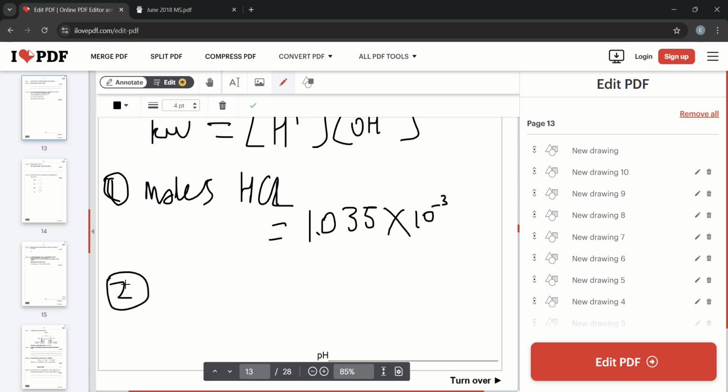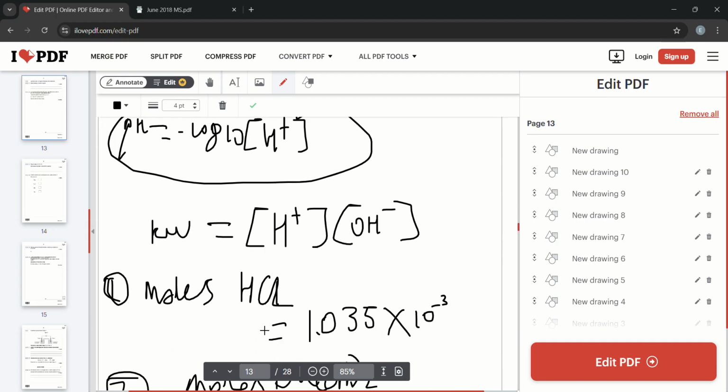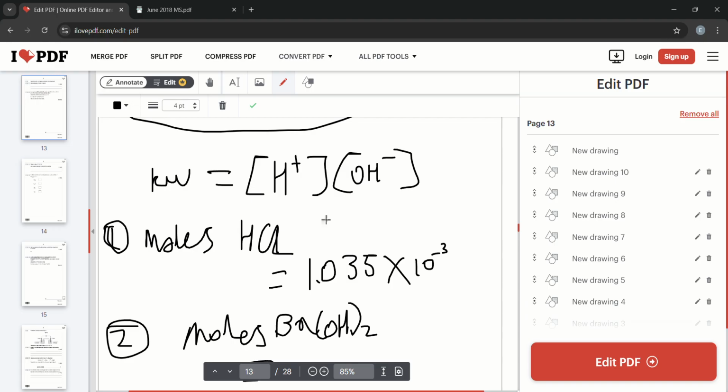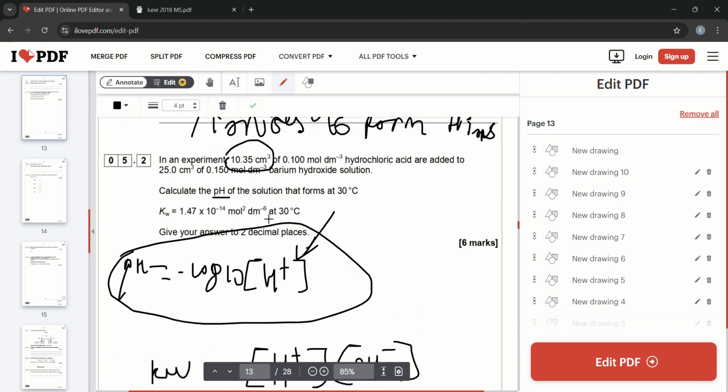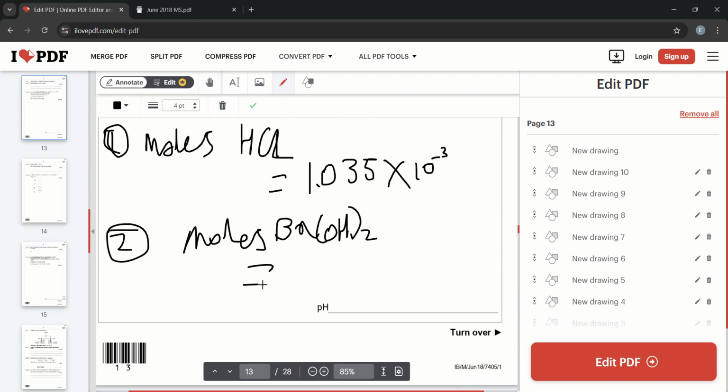Number 2, moles of barium hydroxide. Now this will trick out people, because in barium hydroxide we've got 2 OHs, so whatever moles we get, we need to times by 2. So it's 25 divided by 1000 times 0.150 times 2, which gives us 7.5 times 10 to the power minus 3.